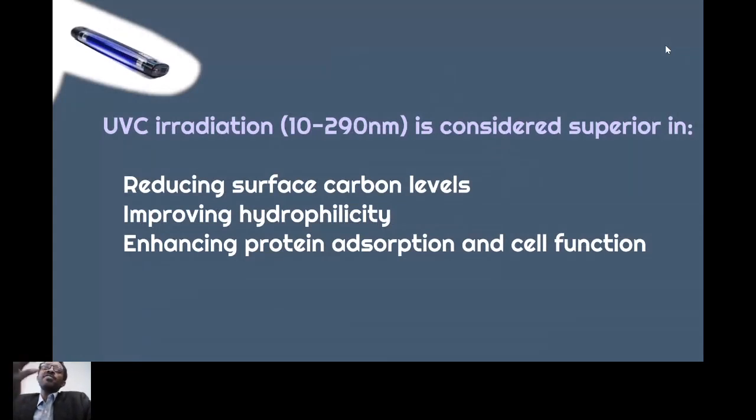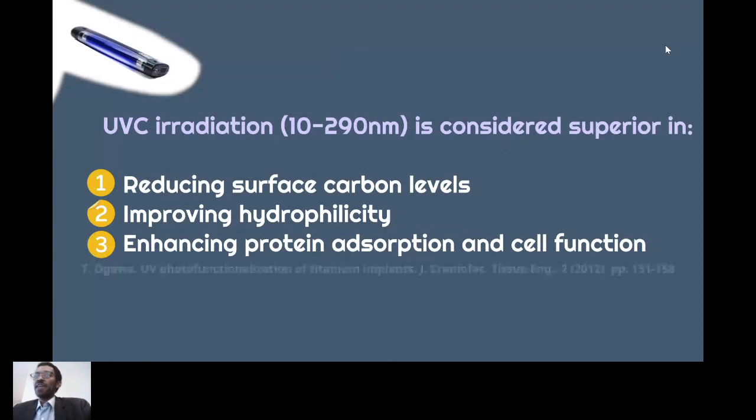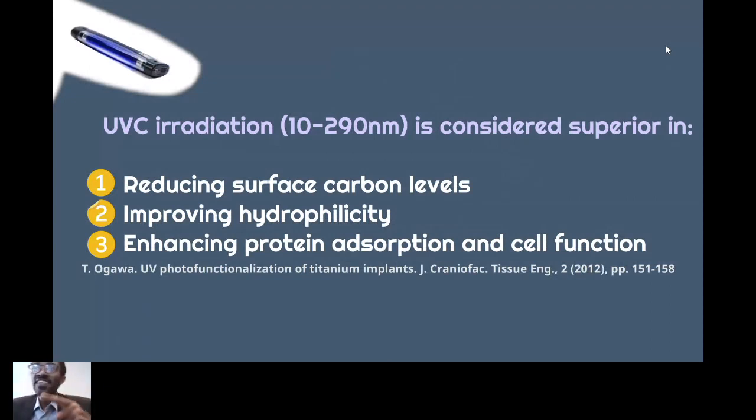Then they discovered that there is a specific wavelength of this UV light. It's a UVC, UV light type C, which is between 100 and 290 nanometers. This specific 256, that was the golden number for him, is considered superior in, first of all, it reduces the surface carbon level, it improves the hydrophilicity, and it enhances the protein absorption and cell function. It basically reverses the process of aging. It just reverses everything and brings my implant back to just as new, and you know what? In fact, even better than the new one. Yes, it is. I'm going to show you right now.